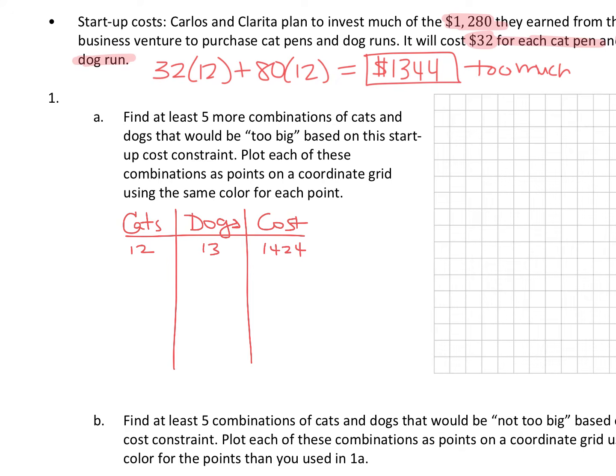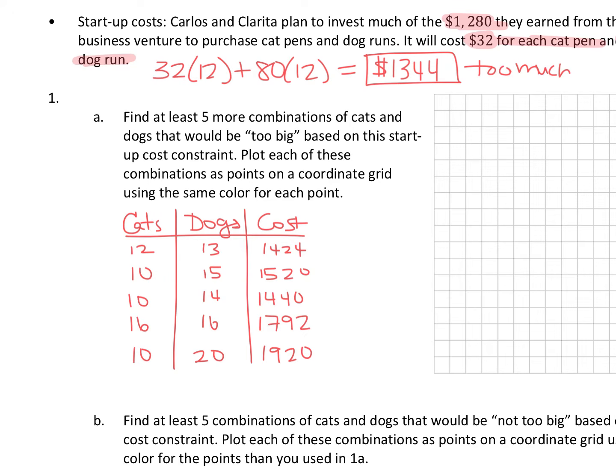If I do 10 cats and 15 dogs, we're still over. It's $15.20. If I do 10 cats and 14 dogs, it's $14.40. Okay, so still over. If I do 16 cats and 16 dogs, $17.92. Okay, definitely over. And then 10 cats and 20 dogs, that will be $19.20. So definitely all of these are too expensive.